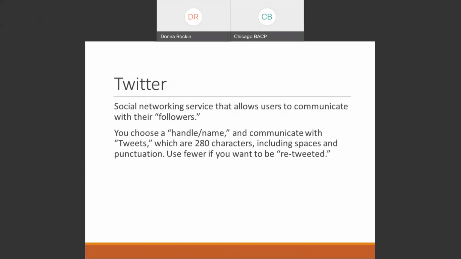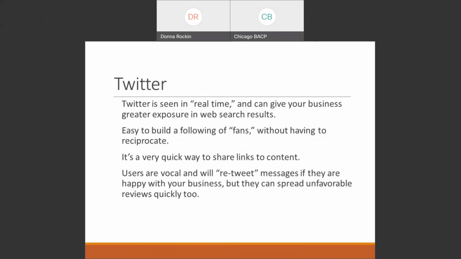Twitter, can't say I use it. Yes, I have an account, but you only get 280 characters, and you have to use less than 280 so that people can easily retweet you. It's in real time. It's easy to build fans. It's very quick to share links.